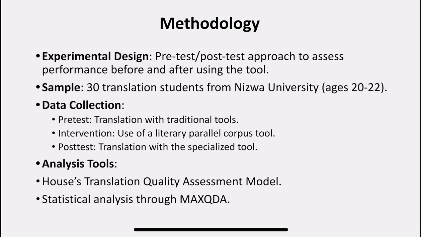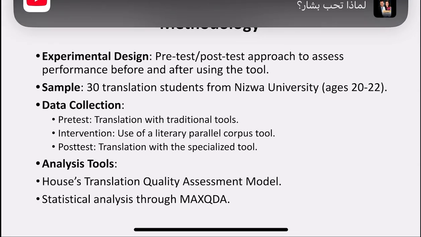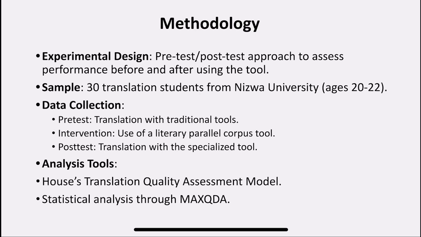And then for the data collection, I've conducted a pretest where the translation students used traditional tools like dictionaries or general machine translation tools. Then for the intervention, I've used a literary parallel corpus tool. Then finally, for the post-test, I've introduced the specialized tool for the translators to use. And then for the analysis tools, I've used House's translation quality assessment model, and then statistical analysis through MaxQDA.